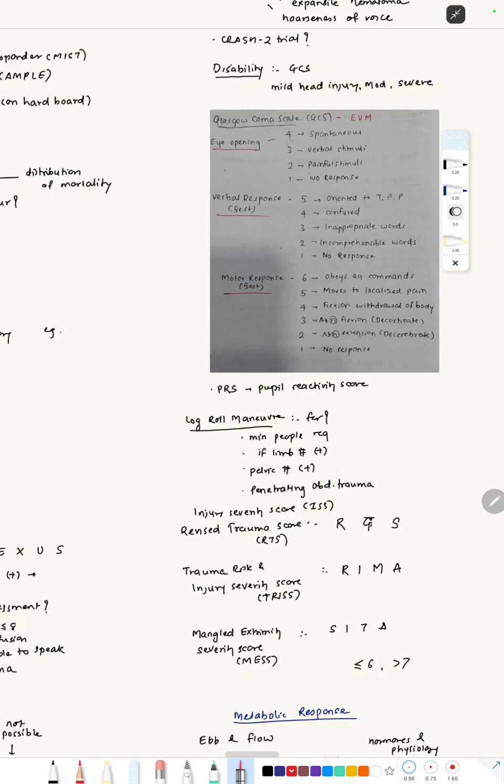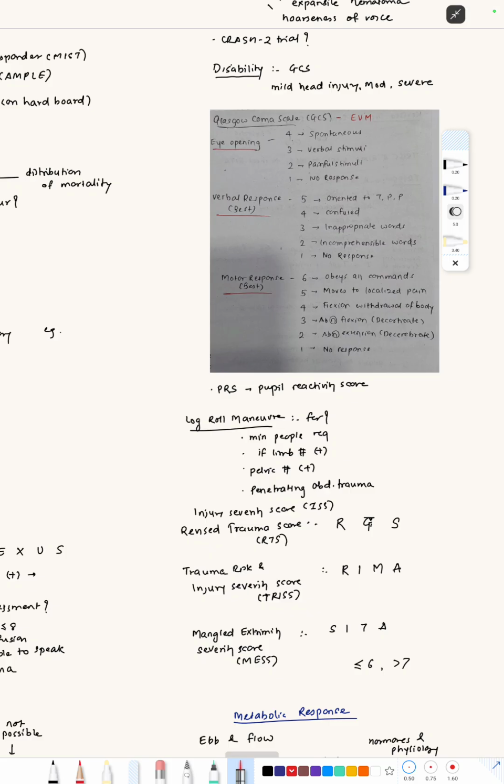equal to 8. The Glasgow Coma Scale consists of EVM, that is eye response, verbal response and motor response. So first is the eye opening. The lowest value can be 3, that is seen in coma patients. So 1, no response; 2, response to painful stimuli; 3, response to verbal stimuli; and the 4th is spontaneous opening of the eyes. Then the verbal response. The first is no response, then second, there are incomprehensible sounds; third, inappropriate words; then fourth is confused, and fifth is oriented to time, place and person. So second is actually sounds.